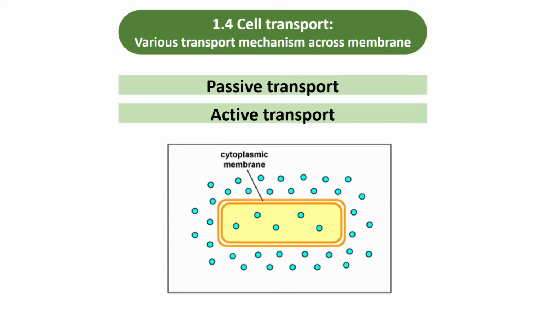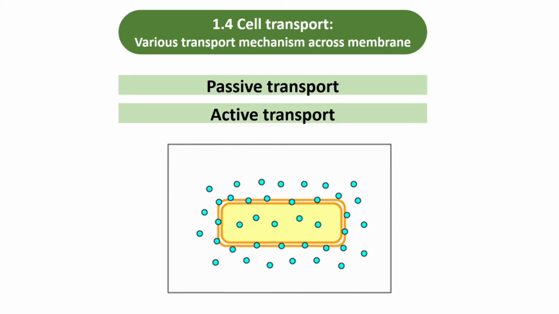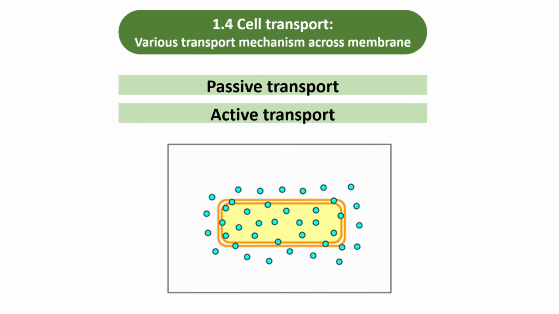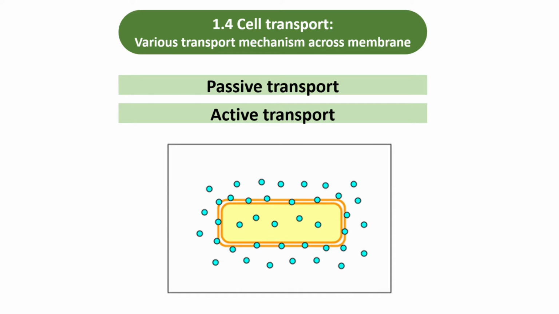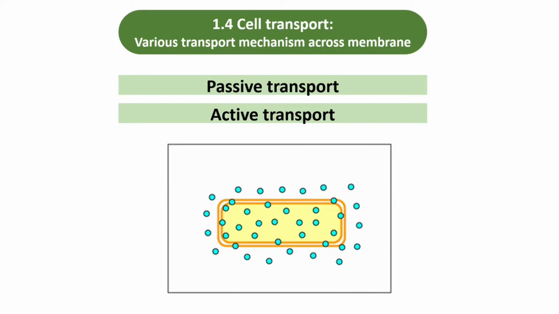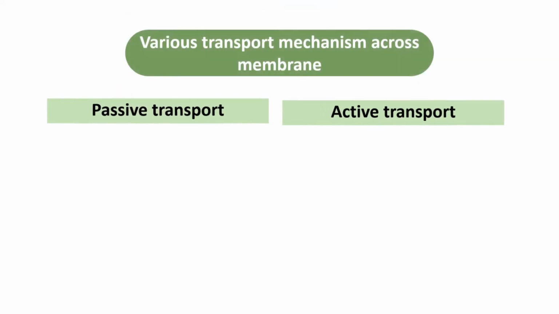Hello everyone. In this video, you will learn about various transport mechanisms across membrane. Cell membrane is semi-permeable, where it allows only certain substances to pass through it easily, while some substances require transport protein to pass through. Two main types of transport mechanism are passive transport and active transport.